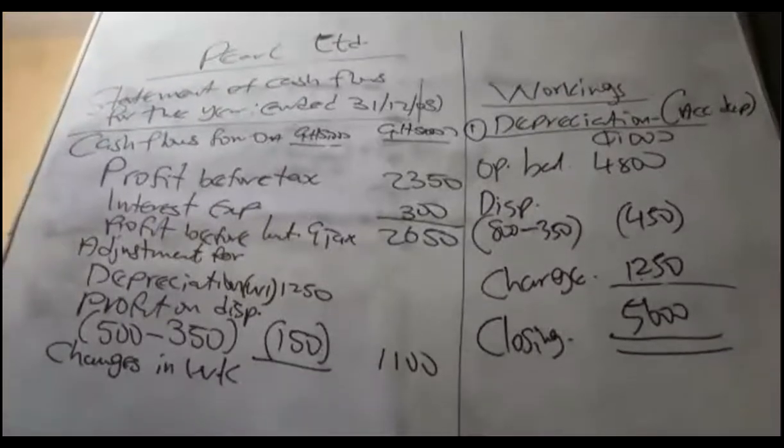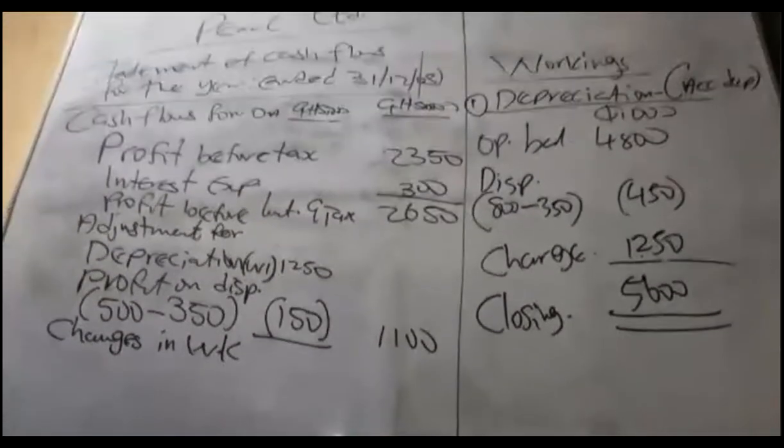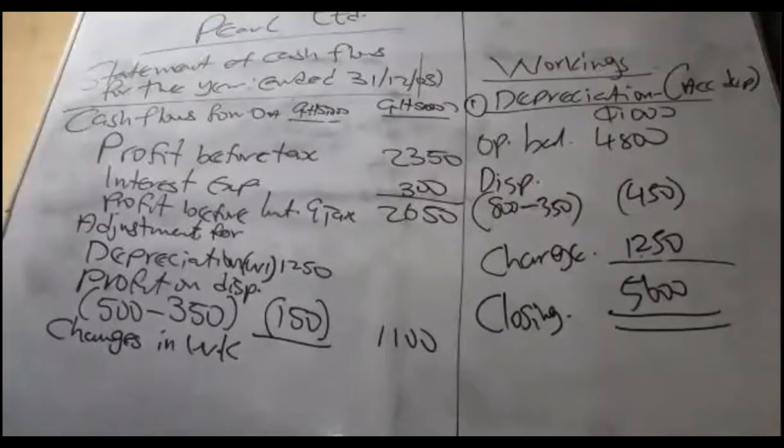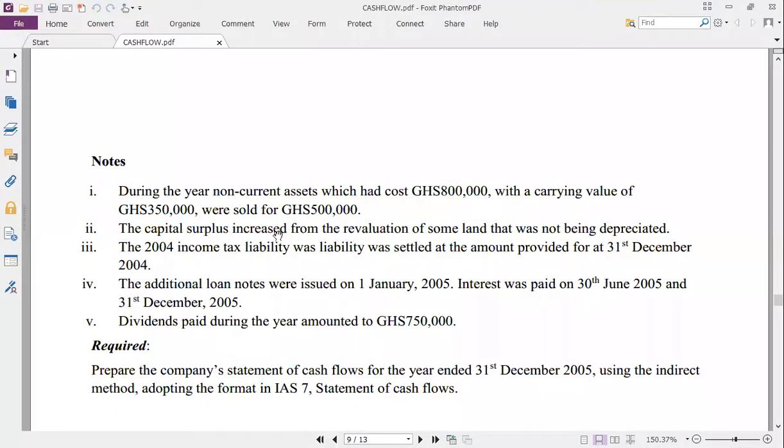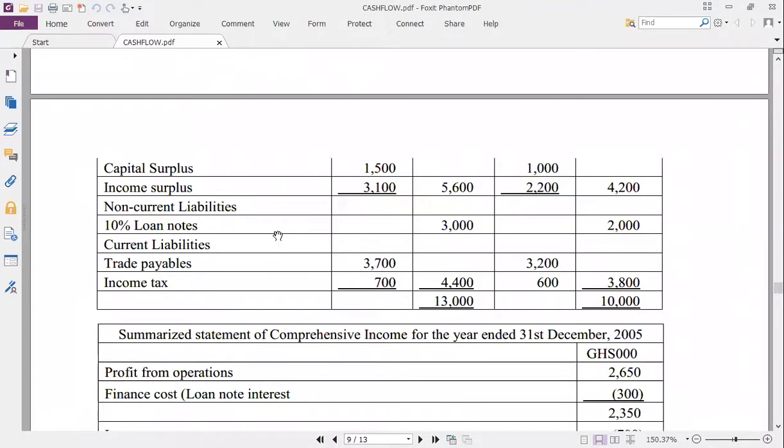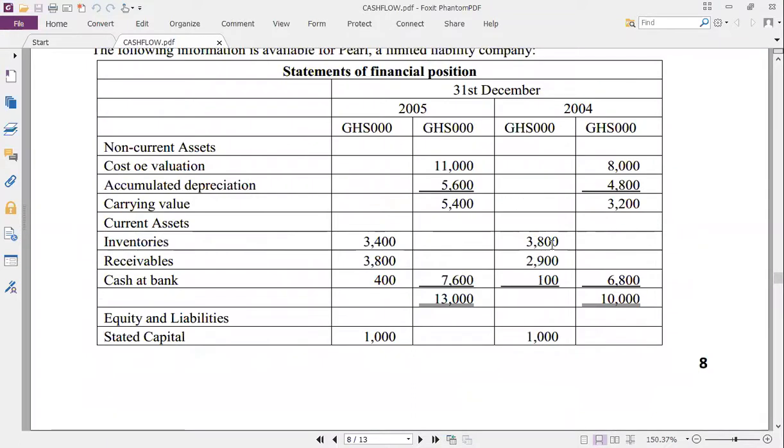So we will look at inventory, trade receivable, trade payable, whether there has been a movement, increase or decrease. So let's go straight. Inventory. Inventories at the start was 3,800. At the end it is 3,400. So that's decreased by 400. So here, just tell the examiner, decrease in inventory. Short, then open a bracket, perform the workings, you are done.